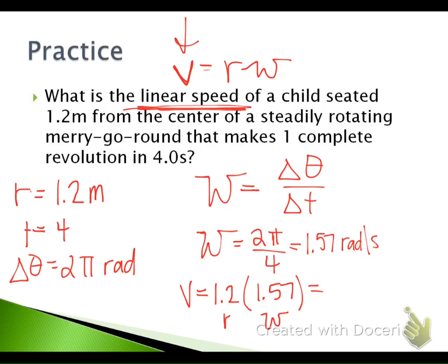All right, what do we have for our linear velocity? 1.88 meters per second. Okay, and what's our units for linear velocity? Meters per second. Back to meters per second. So when it's our regular V and our regular A, we go back to our normal units. So meters per second.